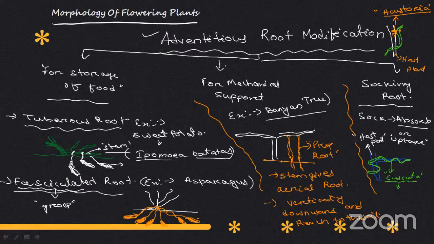In the next class we will start from the stem. This is all about the root system, and we have discussed different kinds of roots as well as different modifications of the root in this class. In the next class we will start the next part, that is stem, and there we will discuss the different kinds of stem and the different modifications of the stem also.